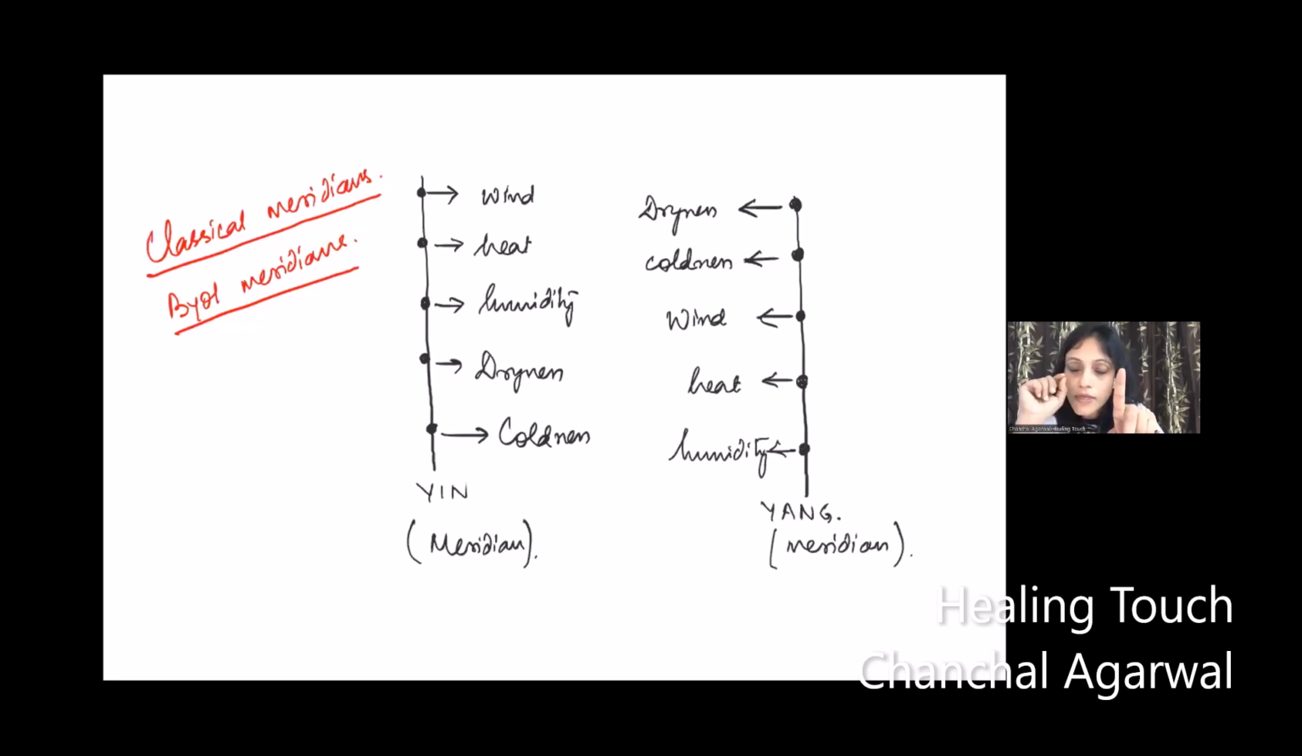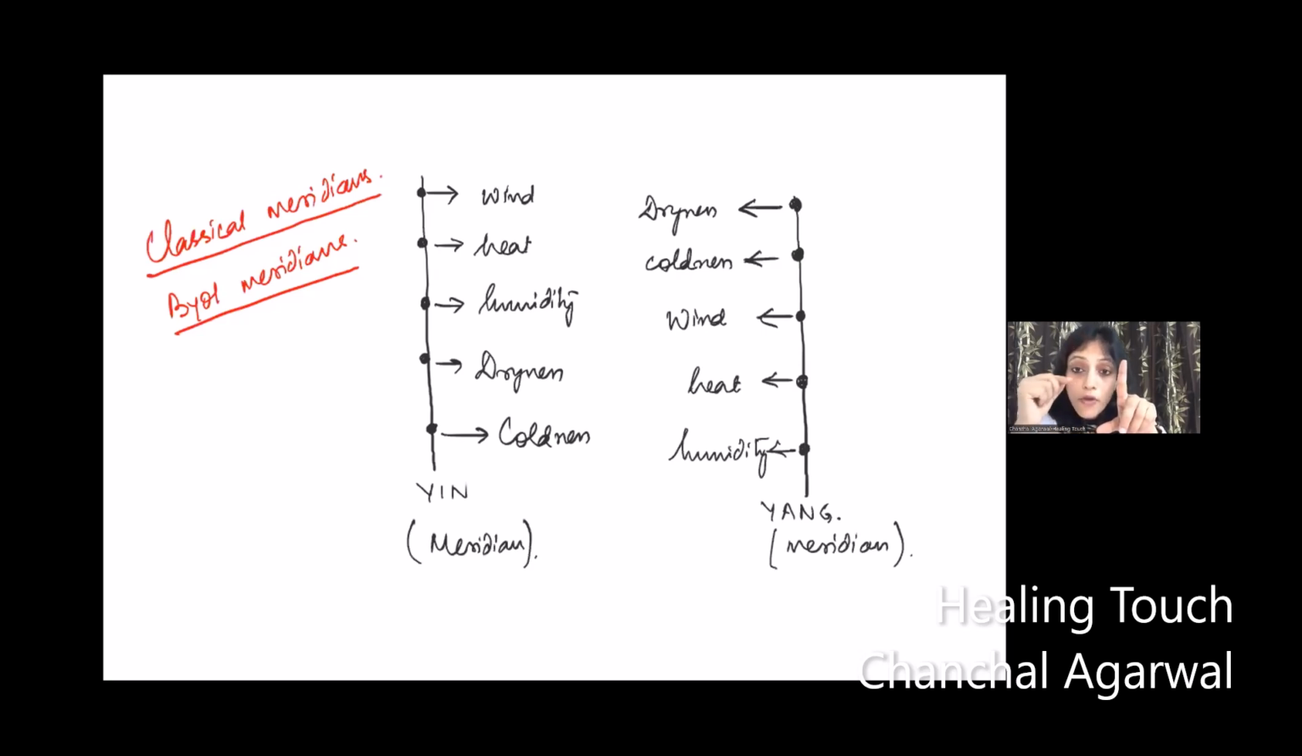Those who have done it know the first point on the yin side. Which point is it? Put it in the chat box. Don't unmute yourself. What is the first point on the yin side? That first point is the wind point. Next point is heat. Next point is humidity. Then you have dryness, and then you have coldness points.